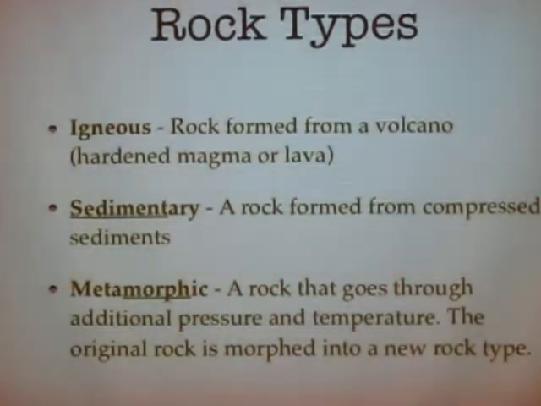There are three main rock types, igneous, sedimentary, and metamorphic. Igneous is rock formed from a volcano, so it's essentially hardened magma or lava. Sedimentary rock is formed from compressed sediments, so again, these are the little particles of rock that are squeezed together to form a whole new rock type called sedimentary rock. Now, what if we take an igneous rock or a sedimentary rock and expose it to even more pressure and temperature? Well, then it becomes a metamorphic rock. So again, a metamorphic rock is any rock that goes through more pressure and higher temperatures, and it's essentially changed into a whole new rock type.